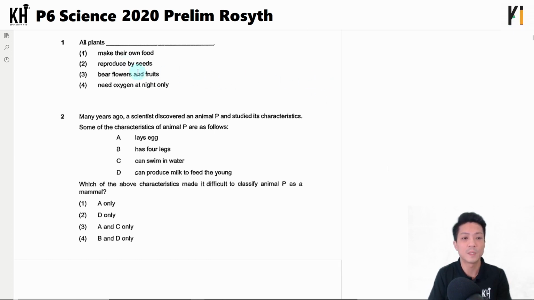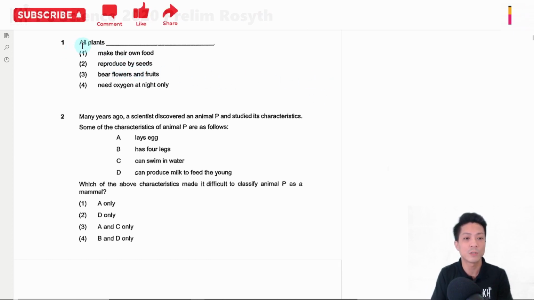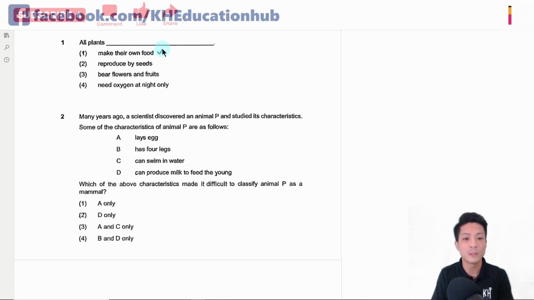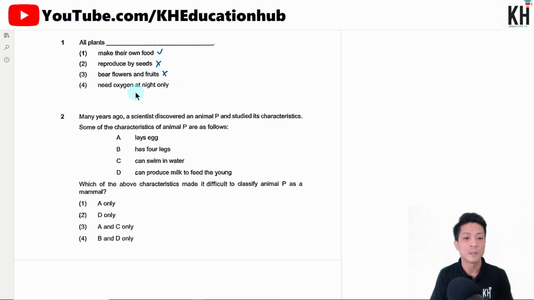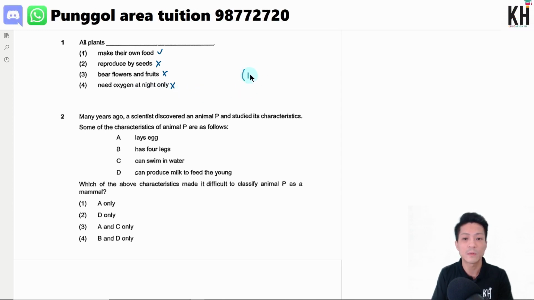Okay. Let us move into the first question, question one. All plants make their own food. Okay, maybe. Yep. Reproduced by seeds? No, because some plants reproduce by spores. Bear flowers and fruits? Also no, some reproduce by spores. Need oxygen at night only? No, they need oxygen all the time during the day and also at night. So the answer will be number 1.